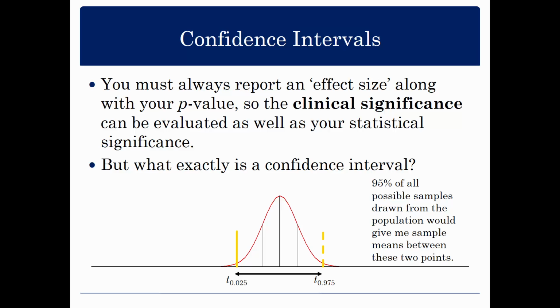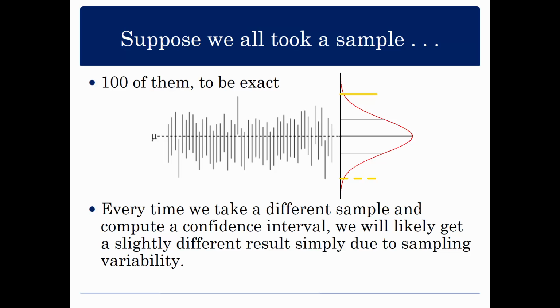That's absolutely right. It is not that it has anything to do with the probability that it's capturing the truth. And so again, with 100 different experiments, 95 of them will be accurate, 5 of them won't. So that's what the confidence means.